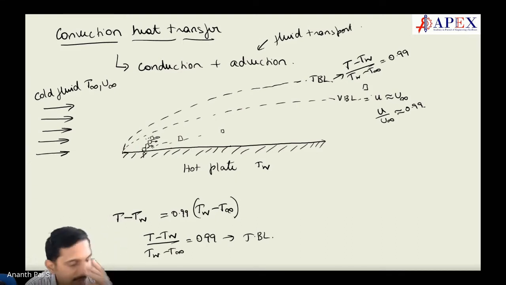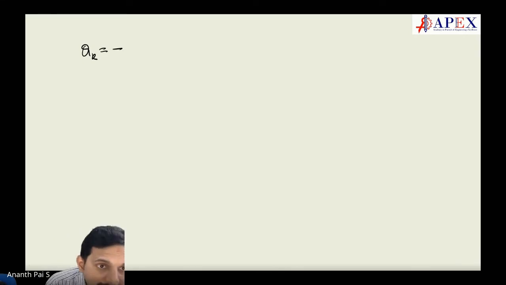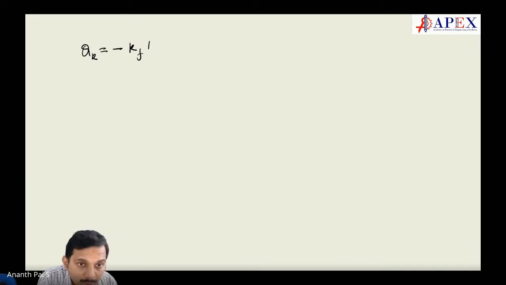How it is important, I will tell. See here, in general, Q due to conduction is minus K of the fluid, since the conduction is because of the fluid, into area, whatever the area be, into dT, that is T infinity minus T wall, or T wall minus T infinity. Here there is a minus, so T infinity minus T wall.